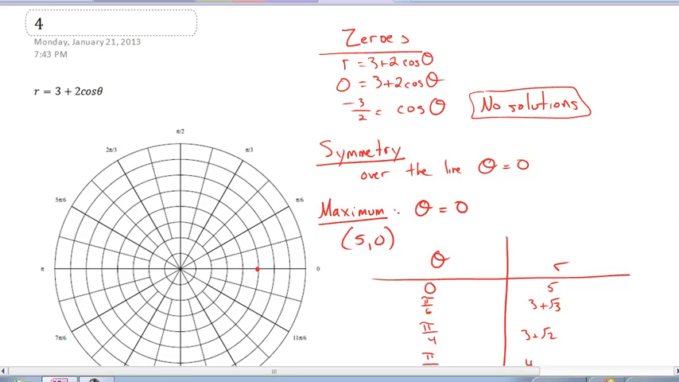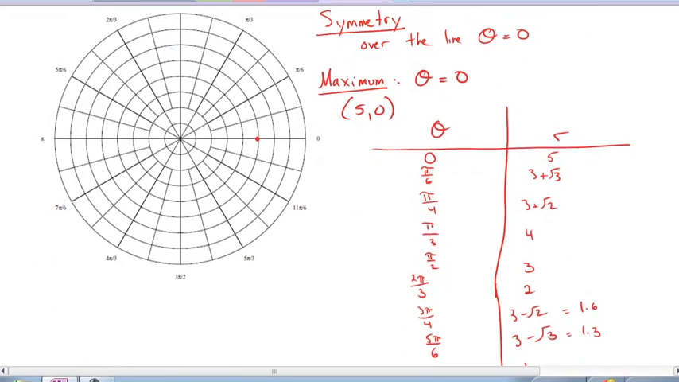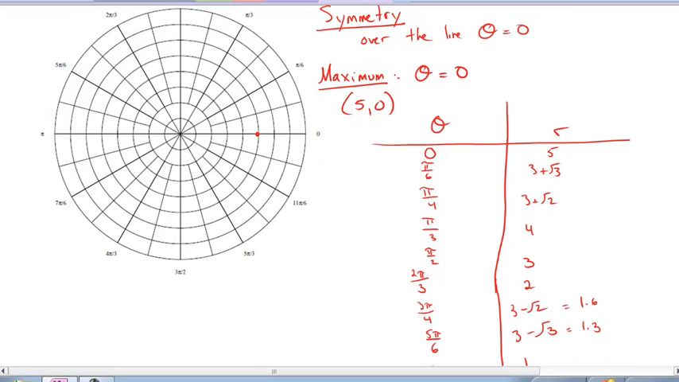Right? And then I go and I make a table. And you can see I've already started to prepare a table down here. So I go up to pi over 6, and I go, okay, pi over 6 is 3 plus root 3, which is about 4.7. And then pi over 4, which is 3 plus root 2, which is a little bit less than that. And then pi over 3, we get to 4, and these are nice, easy numbers that we can already tell where the points go. And pi over 2, we're at 3.